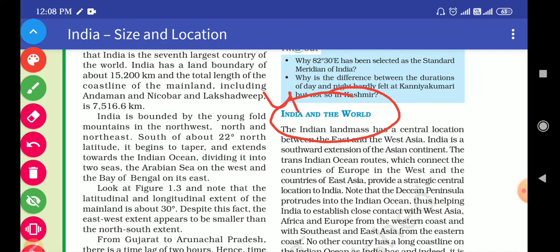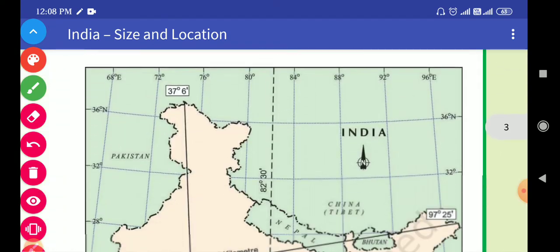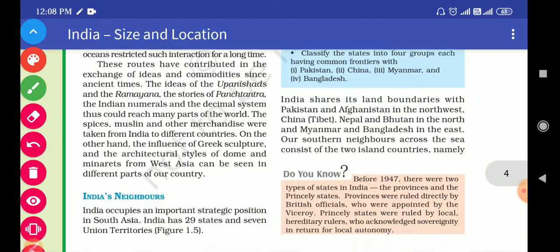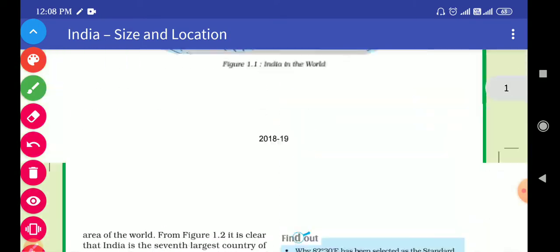The fourth topic is India and the world. Now move to the last topic of this chapter, that is here. This is the fifth and last topic. It is India's neighbors. So let us begin the chapter.